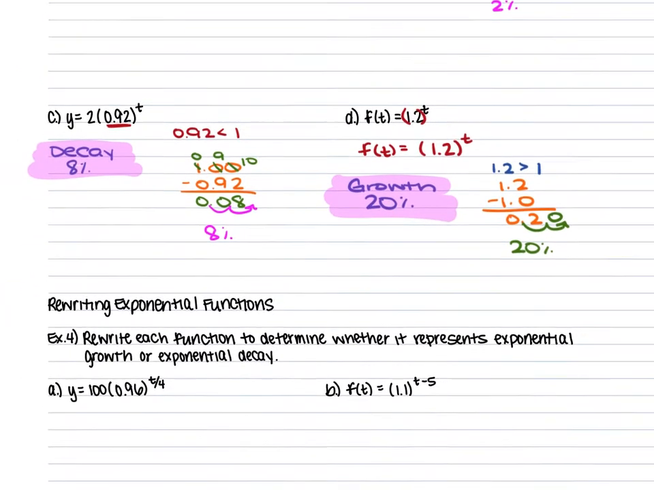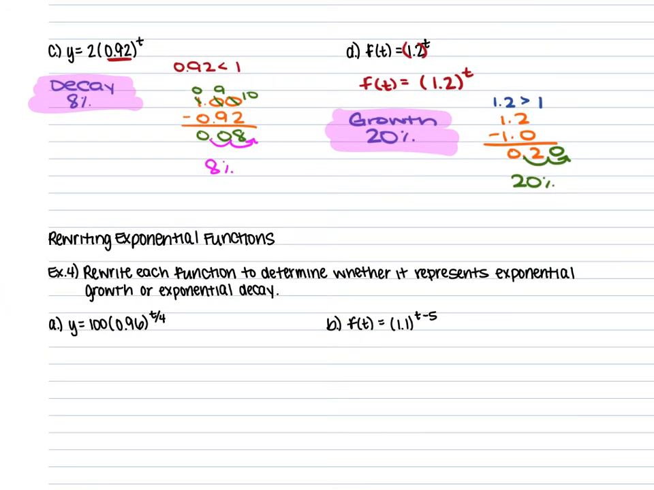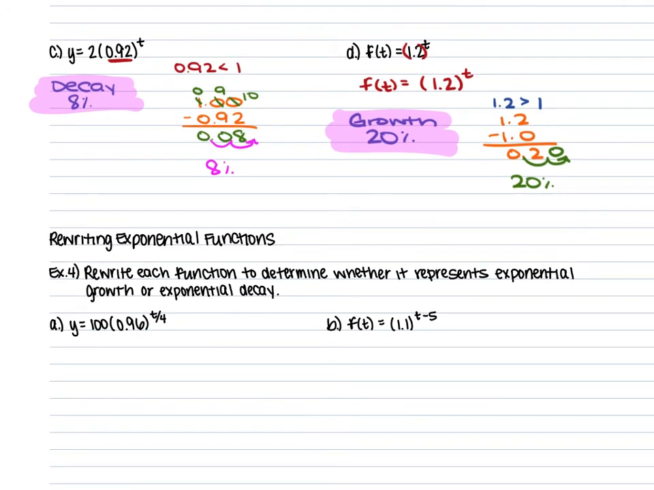Your next part of this lesson goes over rewriting exponential functions. When we left off at example 4. With example 4, it just tells us to rewrite each function to determine whether it represents exponential growth or exponential decay. So we're just rewriting these to see where that percent would be plugged in for those equations.